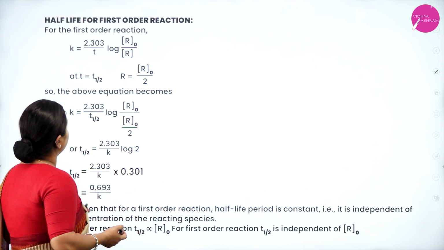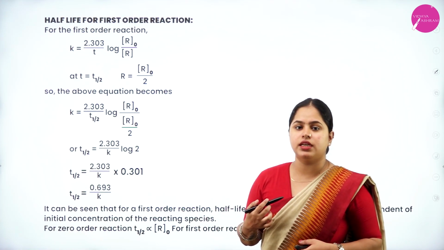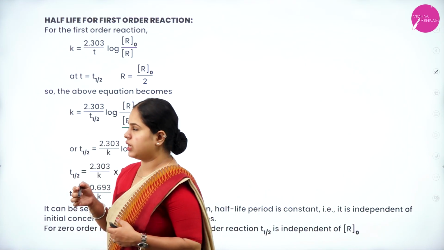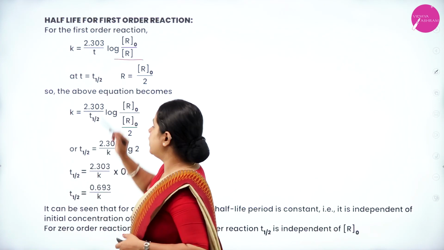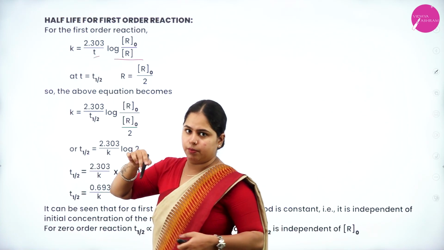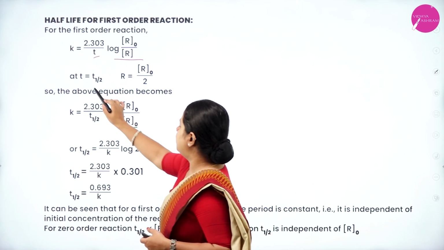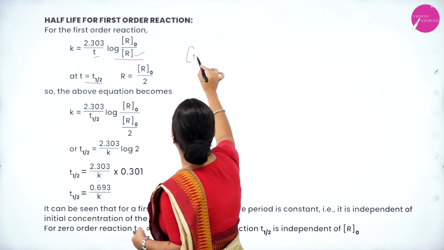Now moving on to the half-life for a first order reaction. Again we are going to start with the integrated rate equation. The integrated rate equation for a first order reaction is K is equal to 2.303 by T log R0 by R, where R0 is the initial concentration and R is the concentration at time T. Now we are going to consider the time as T half, that is half-life. When T is equal to T half, what happens to this R? Now the concentration will be what?